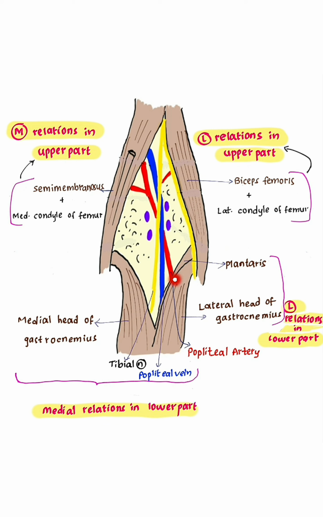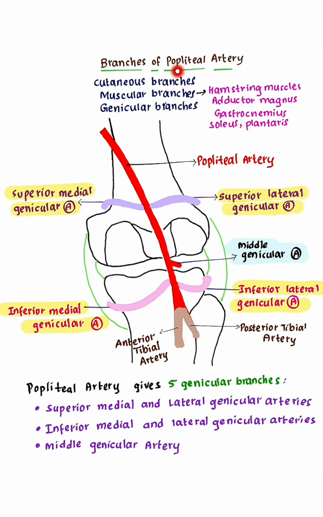Lateral relations of popliteal artery in the lower part are plantaris and lateral head of gastrocnemius. Branches of popliteal artery: popliteal artery gives cutaneous branches, muscular branches, and genicular branches. Upper muscular branches supply hamstring muscles and adductor magnus. Lower muscular branches supply gastrocnemius, soleus and plantaris.